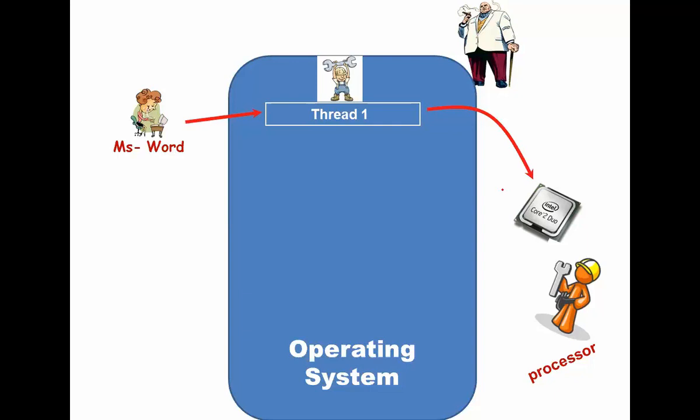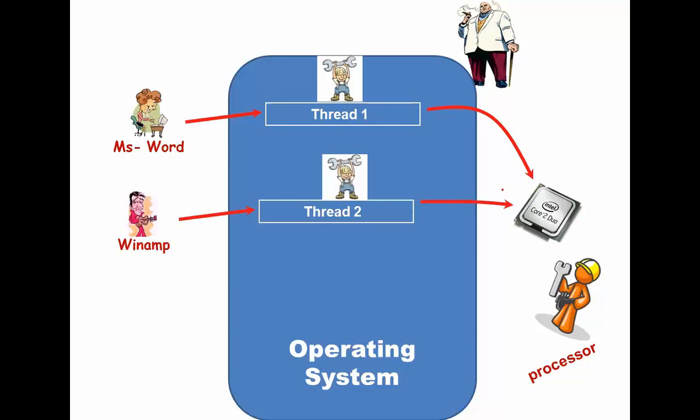Suppose I'm now typing in MS Word, typing my notes that I was preparing. Simultaneously I thought, as I keep typing, let me also listen to some music. So suppose I've started another application, a music player, say Winamp. Now Winamp also, for playing music, needs the services of this processor. Again, Winamp is an application software. It cannot interact with the hardware directly. So what the system would do is appoint another thread in your system as of now.